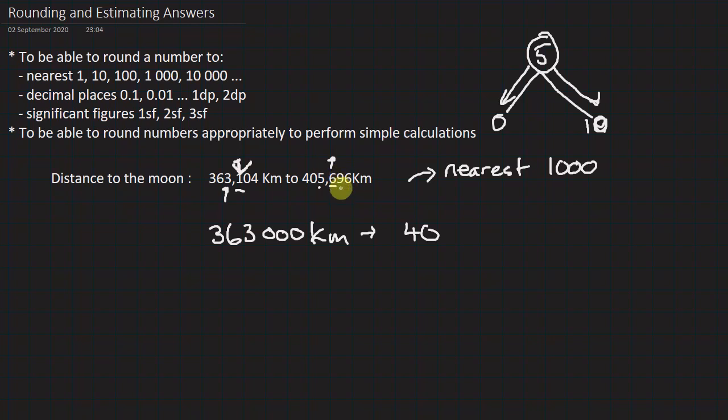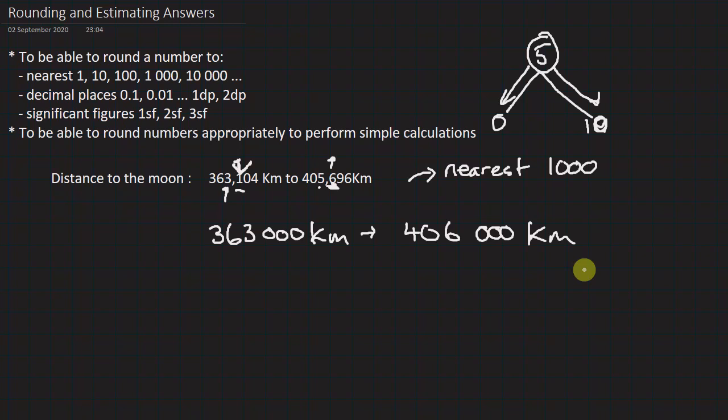And it doesn't matter about the 9. We don't worry about the 9 and the 6. You only worry about that one digit. So this now says 406,000 kilometres. Now that's rounding to the nearest 1,000.